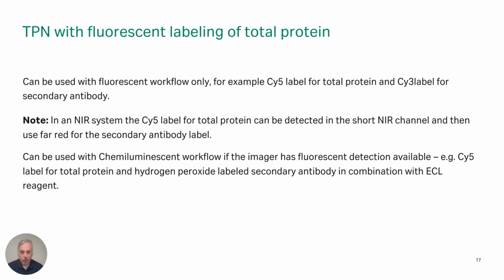And if you really want to get really great sensitivity and you're using a chemiluminescent workflow, then you could still use the Cy5 for the total protein normalization as long as your camera system had the ability to do fluorescent as well as chemiluminescent detection.